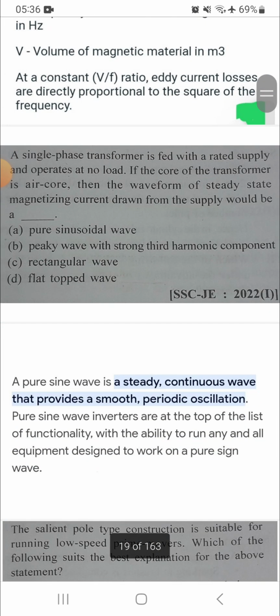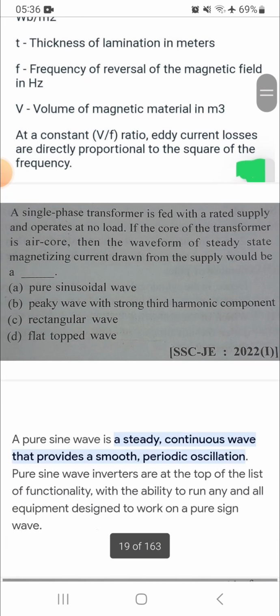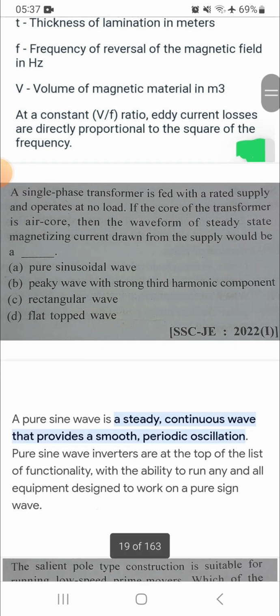Next one, the single phase transformer is fed with a rated supply and operates at no load. If the core of the transformer is air core, then the waveform of steady state magnetizing current drawn from the supply would be a pure sine wave, a steady continuous wave that provides a smooth periodic oscillation. Pure sine wave inverters are at the top of the list of functionality with the ability to run any and all equipment designed to work on a pure sine wave. The answer is option A, pure sinusoidal wave.